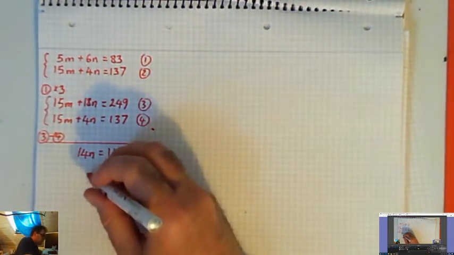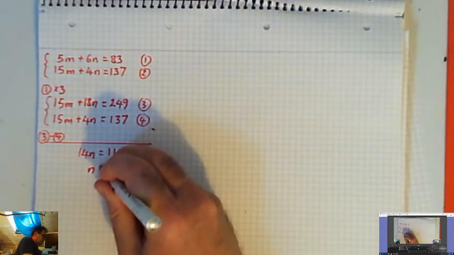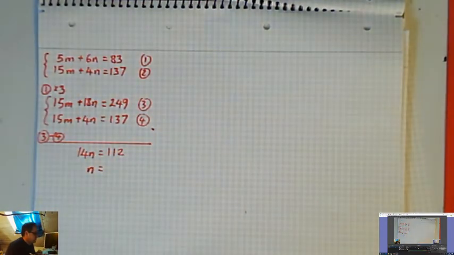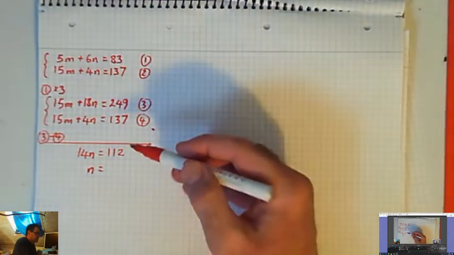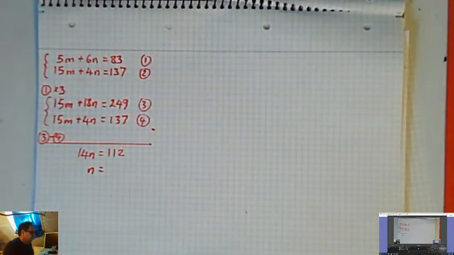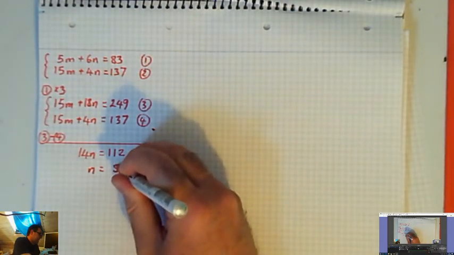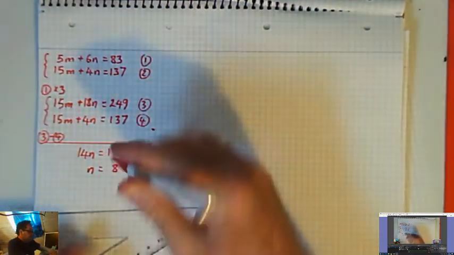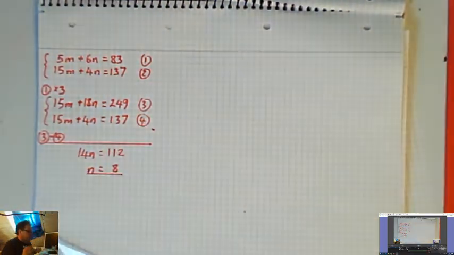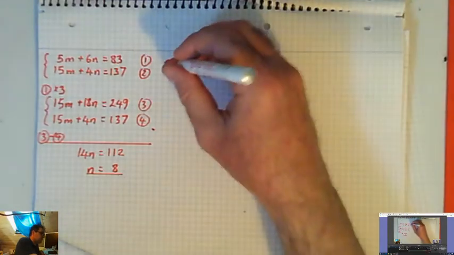14n equals 112. I just want to know what a single n is on its own, so I need to divide by 14. So I need to do the same on the other side as well. 112 divided by 14, quickly doing that in my head, that's 8. So n equals 8, having divided both sides by 14.